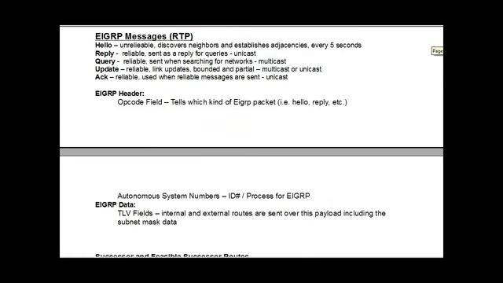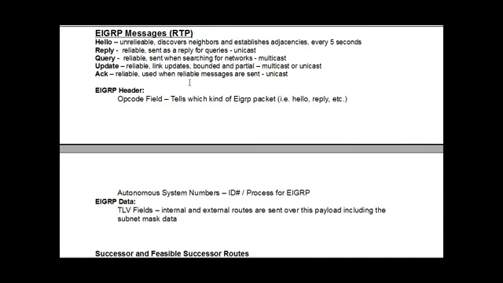Next section, EIGRP messages, RTP. Here's some of the messages that go out from an EIGRP router. It sends out hellos every 5 seconds. It's an unreliable protocol here. It has replies. Replies are sent in reply to queries. Queries are the next type of message it sends out. And updates and ACKs, acknowledgments. And then you can see that some of these are multicast and some of these are unicast. And some of them are reliable and some of them are unreliable.